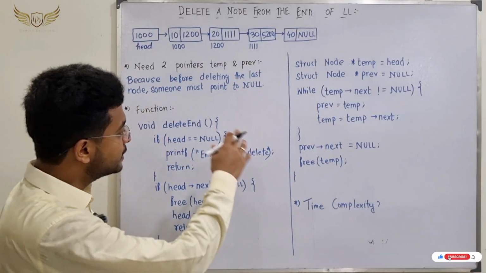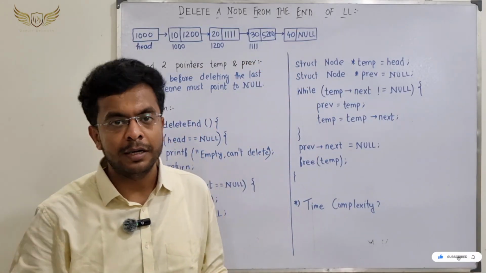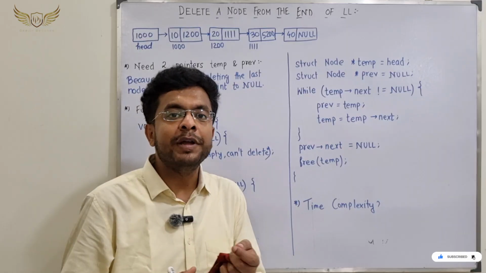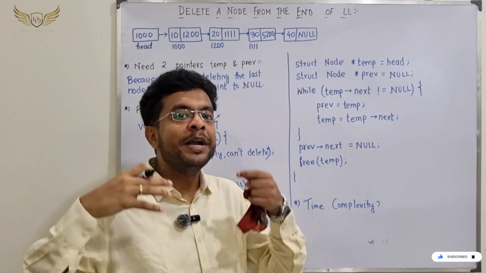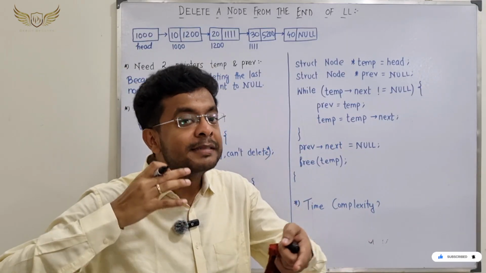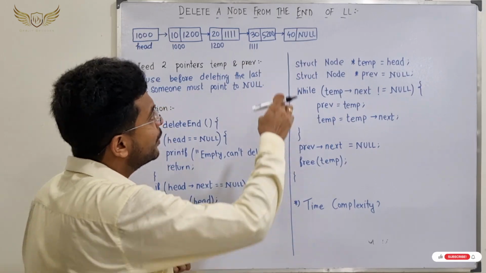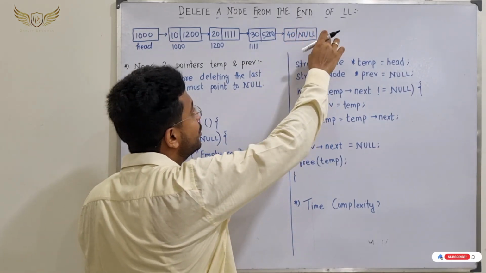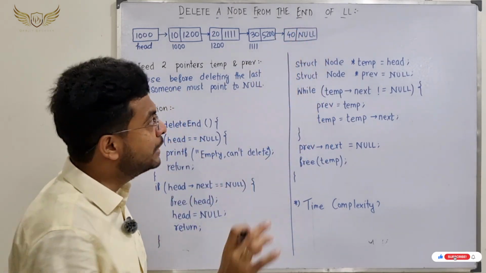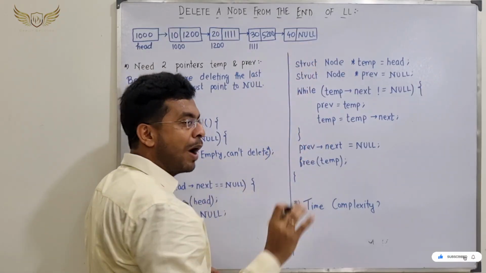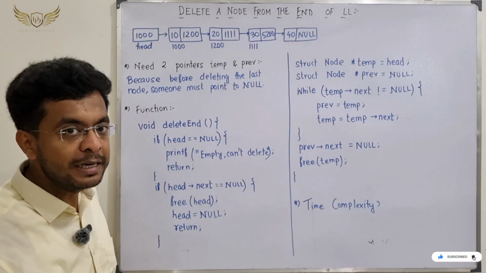Before seeing all these codes and all the functions and all the details, let us understand from the very basic part, or let us try to draw a diagram in your head of how it is actually done. Suppose we want to delete this particular node. To delete this last node, what should be done? It is really simple, right?